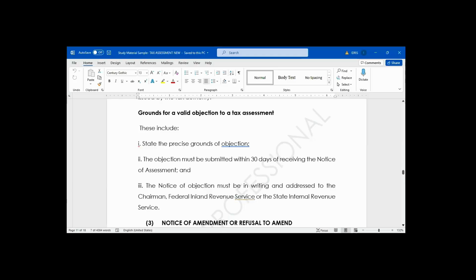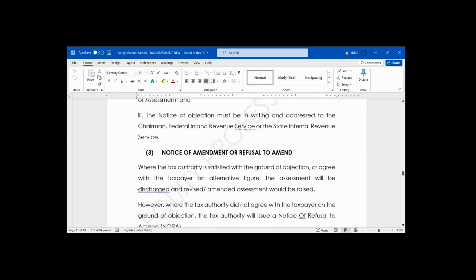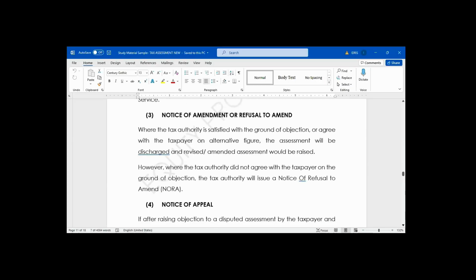After notice of objection, the next assessment procedure, that is number three, is called notice of amendment or refusal to amend. NOA or NRA. Notice of amendment or refusal to amend is a letter written by who? Tax authority to the taxpayer.